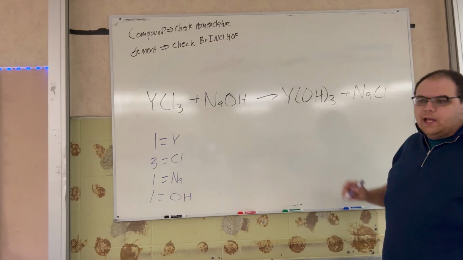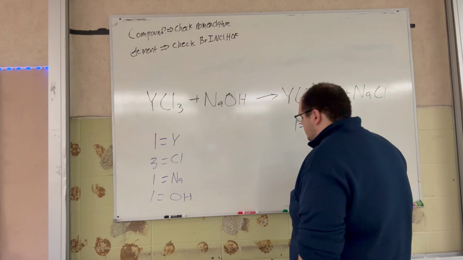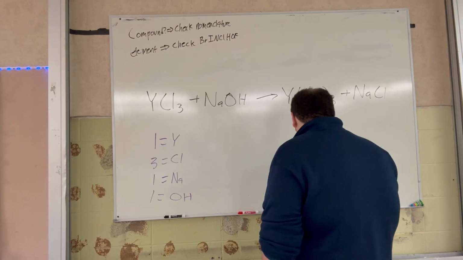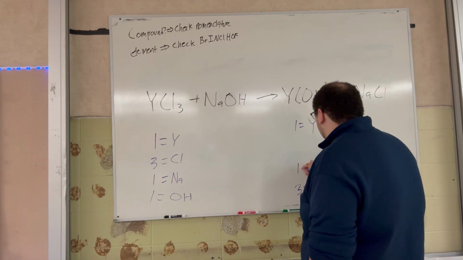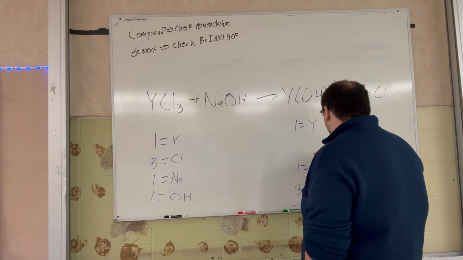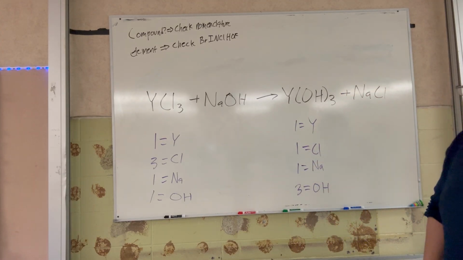So here, I'm going to say that we have one OH. What about on the right side? How many yttriums do I have? How many hydroxides? 3. How many sodiums? How many chlorines? 1. Let's balance. Where would you like to start?